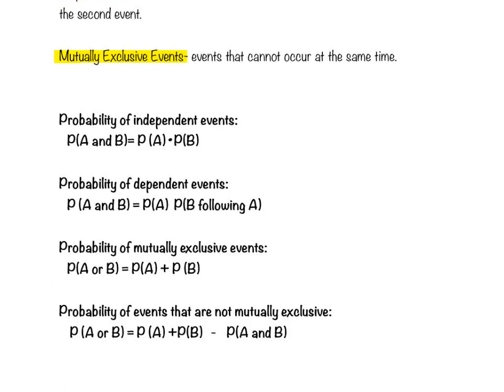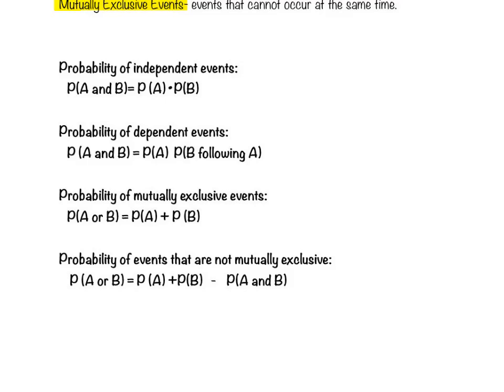Here are some formulas that you need to know. To find the probability of independent events, the probability of event A and event B happening, if these are independent events, equals the probability of A times the probability of B. The probability of dependent events: the probability of A and B happening is the probability of event A times the probability of B following A. And we'll go over some of those examples.